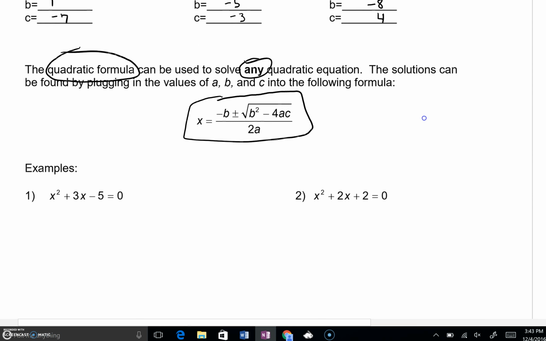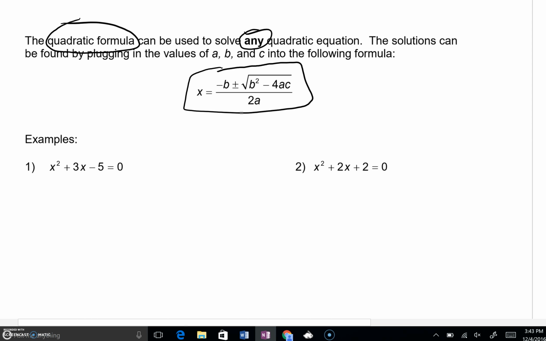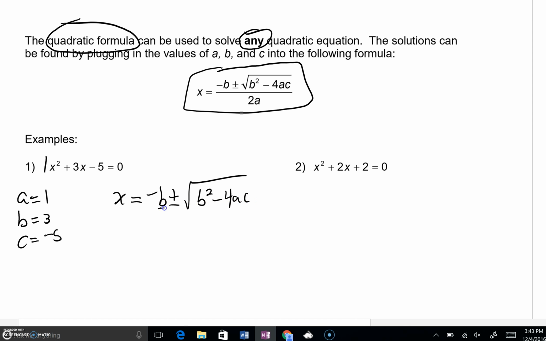Now, the very first thing you need to do, taking a look at example 1, is to identify what your a is, what your b is. B would equal 3 here, and what your c is. C would have to equal negative 5. And of course, what we're going to do is just plain and simply substitute these values in and work this out, find out what we get here.